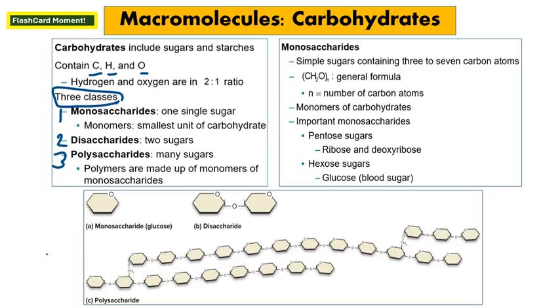Well, when it comes to carbohydrates, we change the name a little bit because we are talking about sugars. So mono still means one, di means two, poly still means many. But now we talk about saccharides. Saccharide means sugar. So this is saying you're only dealing with one single sugar. These are going to be two sugars, and these are many sugars.